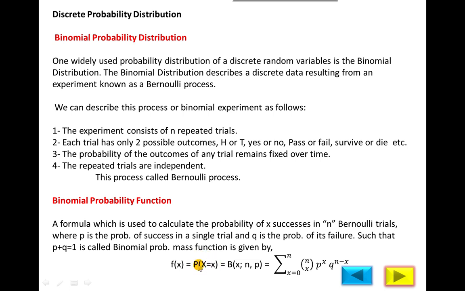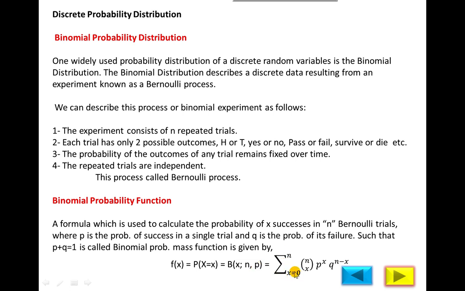For any given condition, we use this notation. For binomial, B for binomial, x and p, where x is the variable and n is the number of trials, repeated 1 time, 2 times, 3 times. p is the probability of success. If you throw a coin, head will be the success, tail will be the failure.